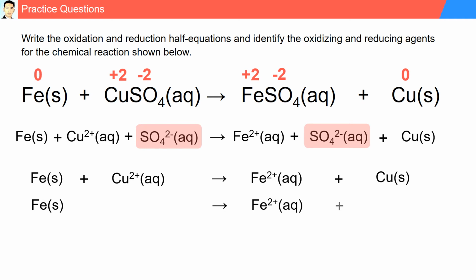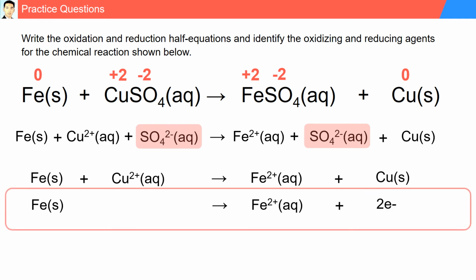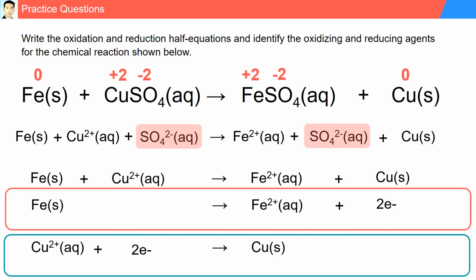Iron became 2+. It lost 2 electrons, while copper 2+ became copper neutral. It gained 2 electrons. Since iron lost electrons, it undergoes oxidation, since oxidation is the loss of electrons. While copper gained 2 electrons, it underwent reduction, because reduction is the gain of electrons.